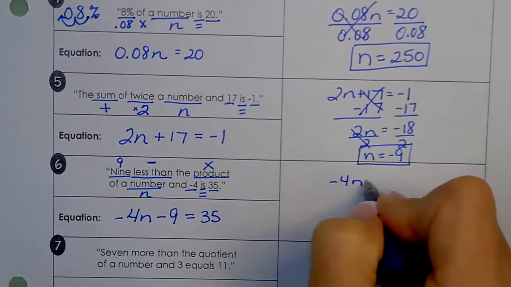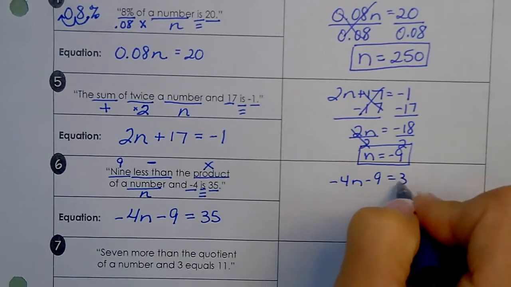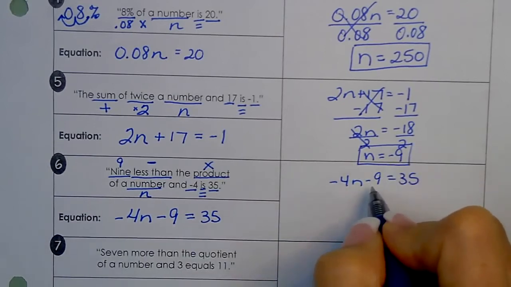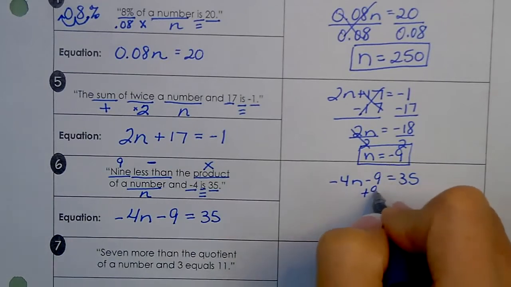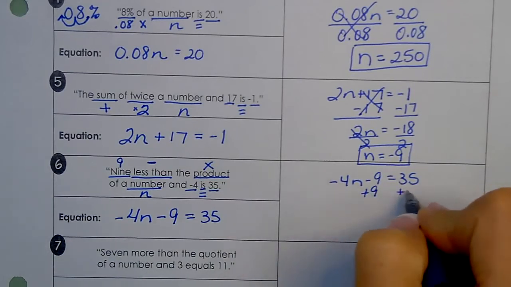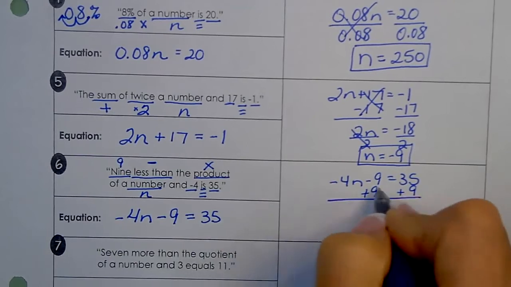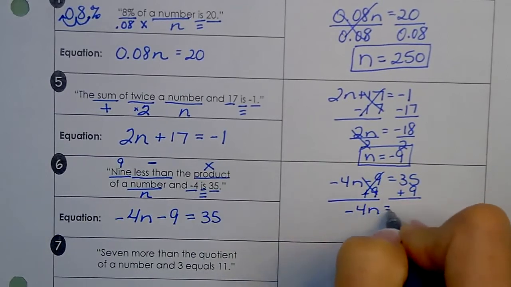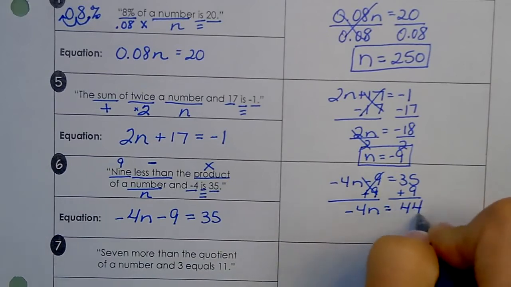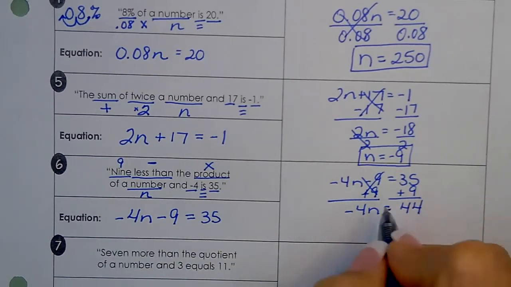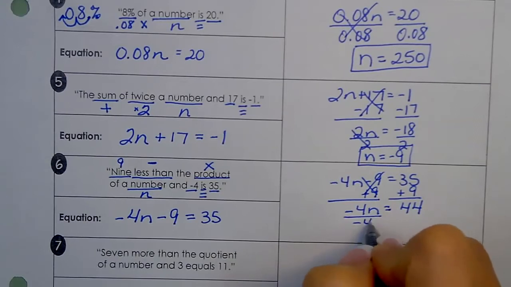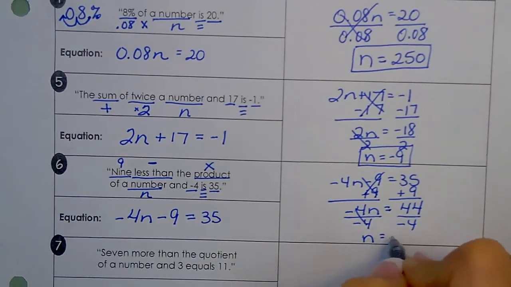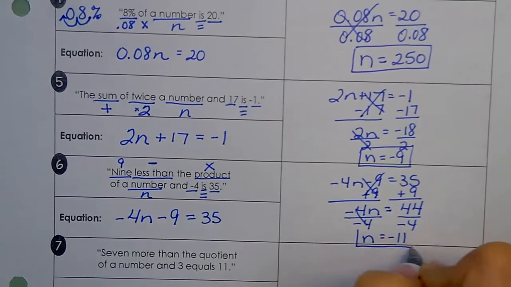Let's solve for n. I need to undo -9, so I'm going to add 9. I do that on this side, I have to do it on this side. -4n equals 44. I have to divide both sides by -4, and n equals -11.